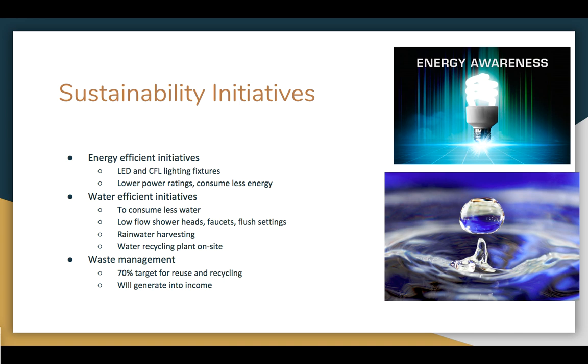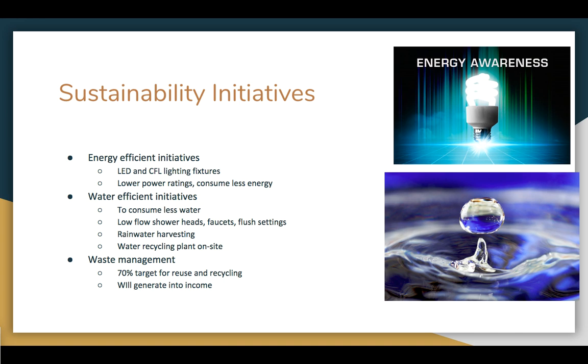These are LED and CFL lighting fixtures in place of incandescent lighting. The LED and CFL fixtures will have lower power ratings and thus consume less energy, with values as low as 7 watts as compared to a 100-watt fixture. We will also incorporate Energy Star rated appliances such as washing machines, dishwashers, and elevators. Generators with good, ISO approved emission ratings will also be installed in the development.